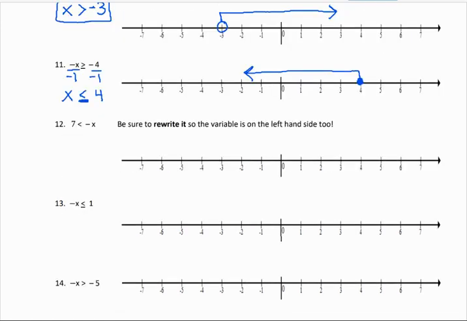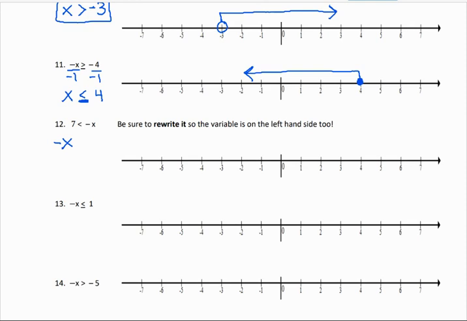For number 12, we have the most work we have to do so far. I have to first rewrite this. Before I do any dividing or graphing, I need to rewrite this because the variable is not on the correct side. So first step is to write -x on the left-hand side.